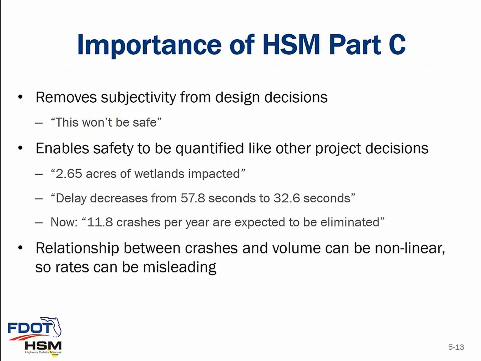Historically, we've had to speculate about safety instead of being able to quantify it, and this has affected some of our design decisions, making statements such as, "This won't be safe." However, with the Highway Safety Manual, it enables us to quantify safety to make project decisions similar to what we've done for years, such as 2.65 acres of wetlands will be impacted, or delay decreases from X to Y. Now we can say 11.8 crashes per year are expected to be eliminated.